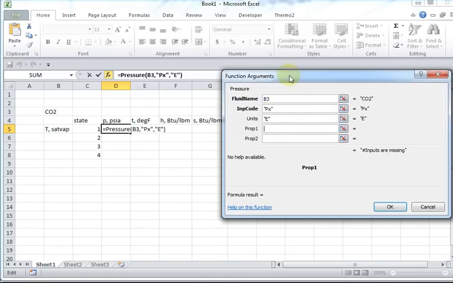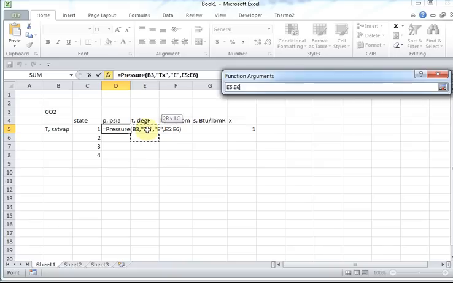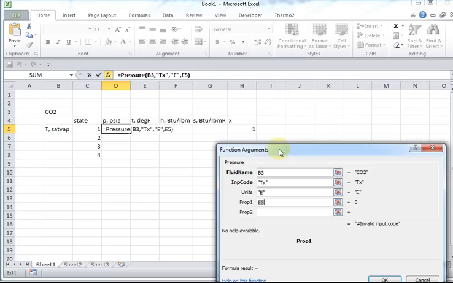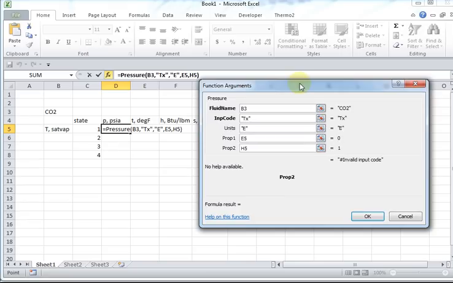So it's temperature. Temperature in degrees F. So where is our temperature found? It's found in cell, that didn't work so hot, E5. Isn't it in E5? Yes. And then the quality is in cell H5. And so I can just click that cell H5. Now it says invalid input code. It probably doesn't like temperature and quality.